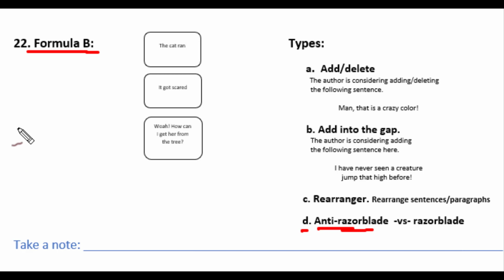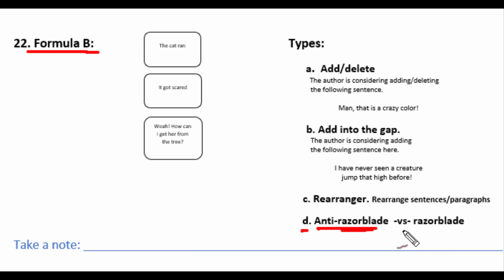All right, the author is considering rewriting the sentence to make the action of the cat jumping more descriptive. All right, here it just says, the cat got in the tree, but it never really says how it got in the tree. So we would have to take cat and jump into the tree, make it a little bit more descriptive. So think anti-razor blade. We're going to just take the word cat and tree and put a bunch of words in there so you understand how it got in there.